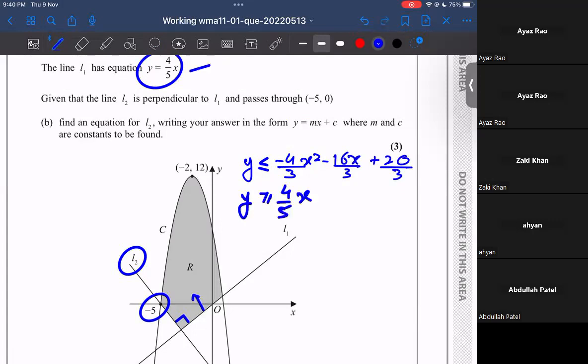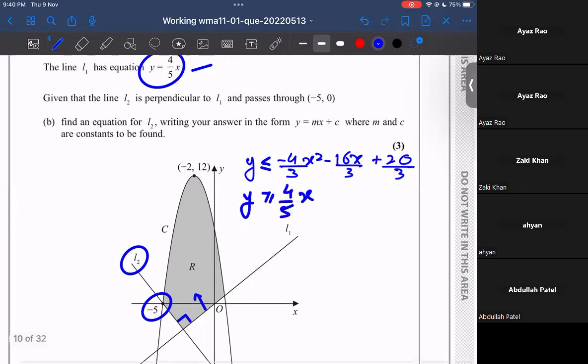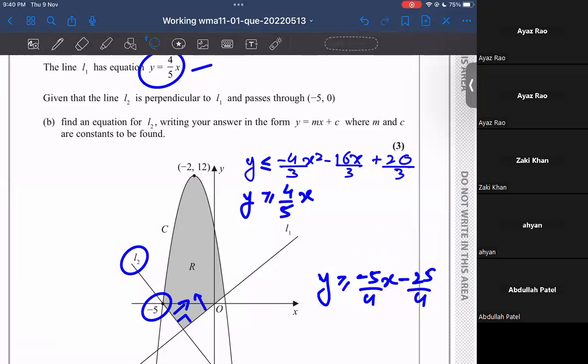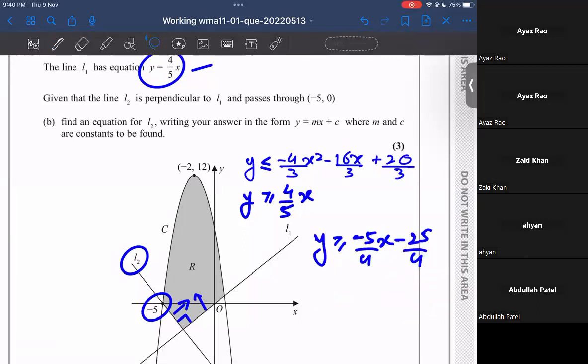और line L2 की इक्वेशन we have already found out y equals to -5/4x - 25/4. And we have the shaded region above this line as well. So we are going to write y is greater than equals to -5/4x - 25/4. So we have got these three inequalities here. Look, we got the three inequalities here. That is defining the region that is shaded over here.